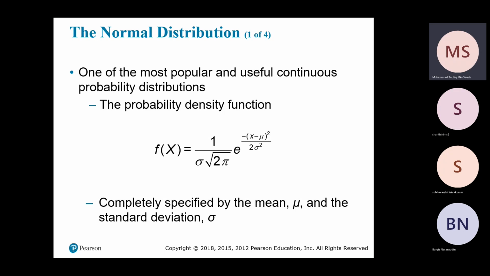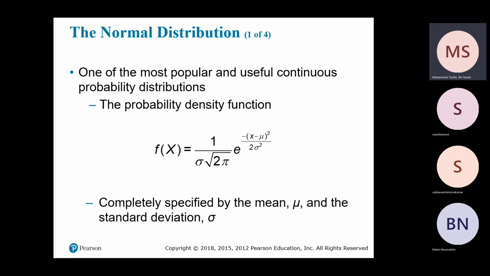The normal distribution is defined by this function. These are the general function for normal distribution. This one is just for your knowledge. The function of normal distribution is 1 over standard deviation multiplied by square root of 2 pi, multiplied by e to the power of negative (x minus mean) to the power of 2, divided by 2 multiplied by variance. Standard deviation squared is variance. So this one is just for your knowledge.